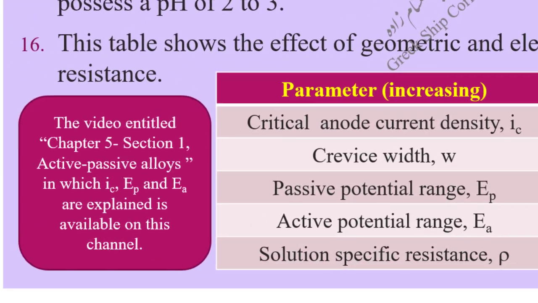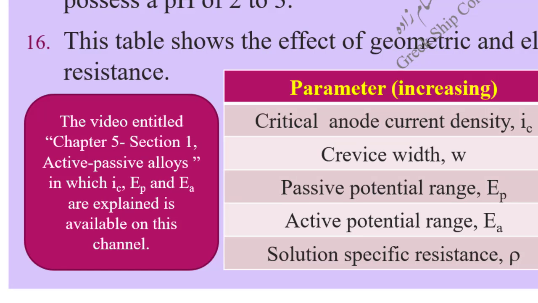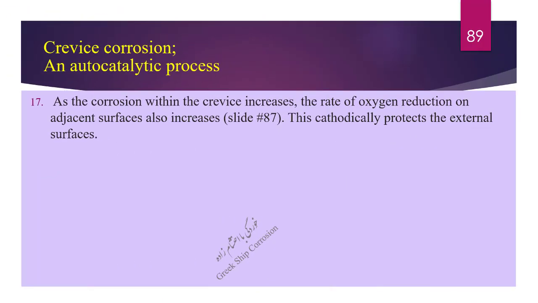The video entitled Chapter 5 Section 1 Active-Passive Alloys, in which IC, EP, and EA are explained, is available on this channel. 17. As the corrosion within the crevice increases, the rate of oxygen reduction on adjacent surfaces also increases. This cathodically protects the external surfaces.